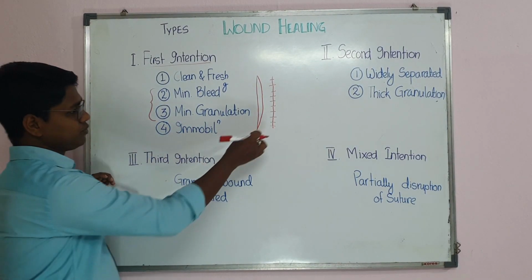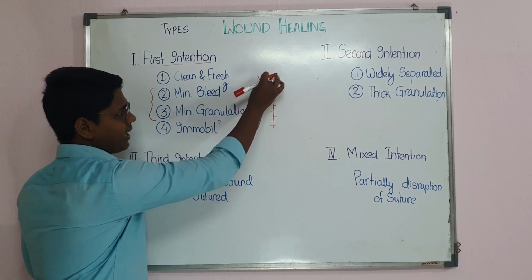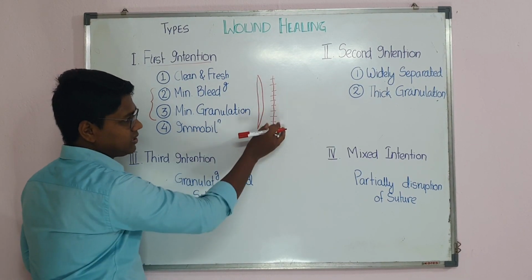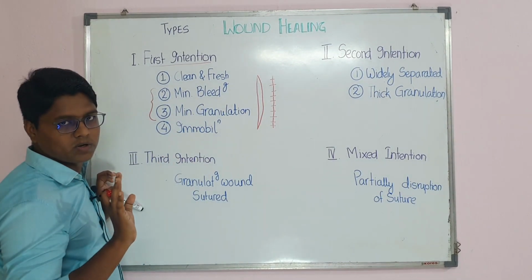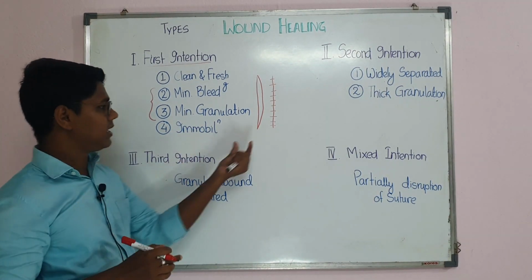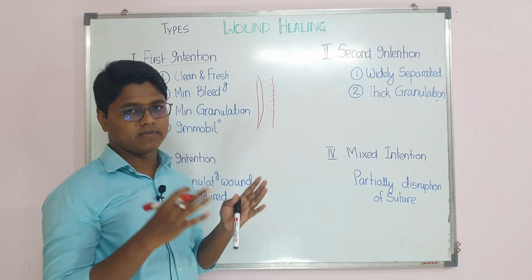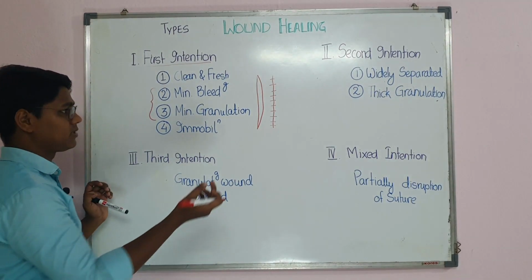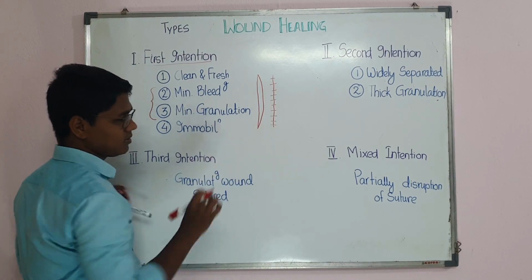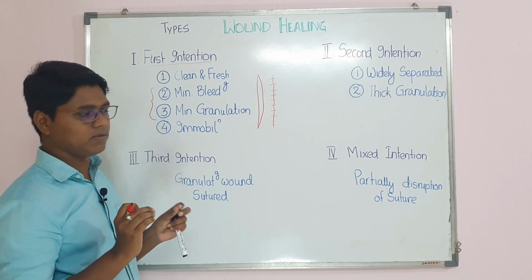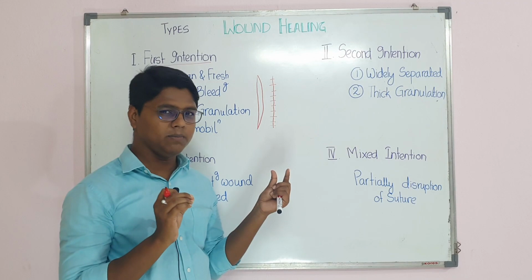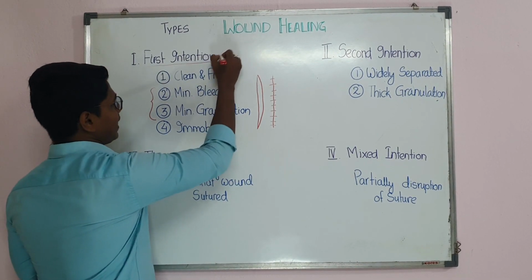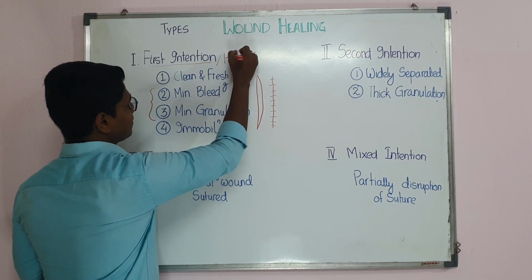When you sutured the wound, there is perfect alignment of the wound edges. There is no gap between them. When there is no gap, first of all the bleeding will be controlled. Second, there is no need for the fibroblasts, the migration, or the extracellular matrix formation, so no granulation tissue will be formed, or there will be very minimal granulation tissue. That is why this is known as healing by primary union.